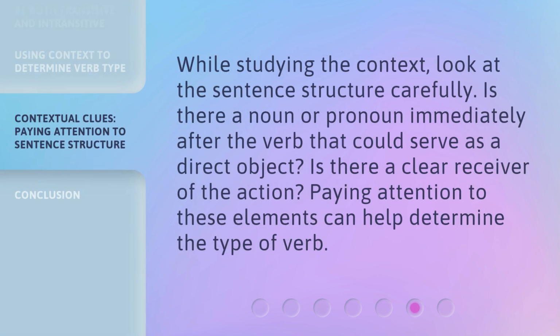While studying the context, look at the sentence structure carefully. Is there a noun or pronoun immediately after the verb that could serve as a direct object? Is there a clear receiver of the action? Paying attention to these elements can help determine the type of verb.